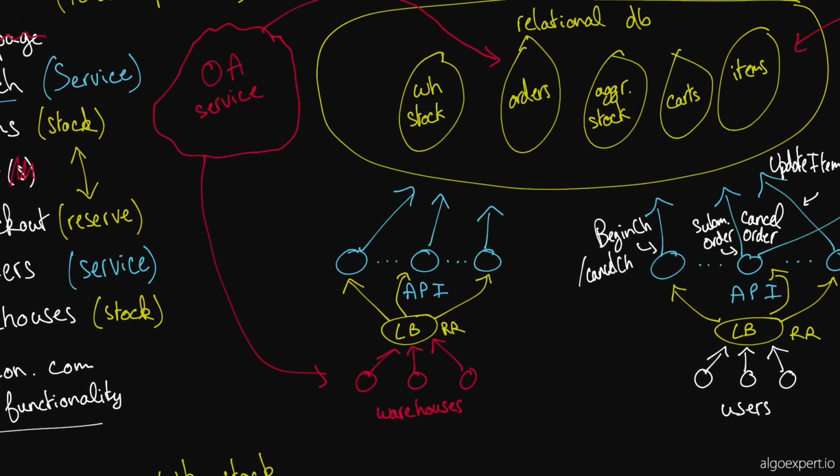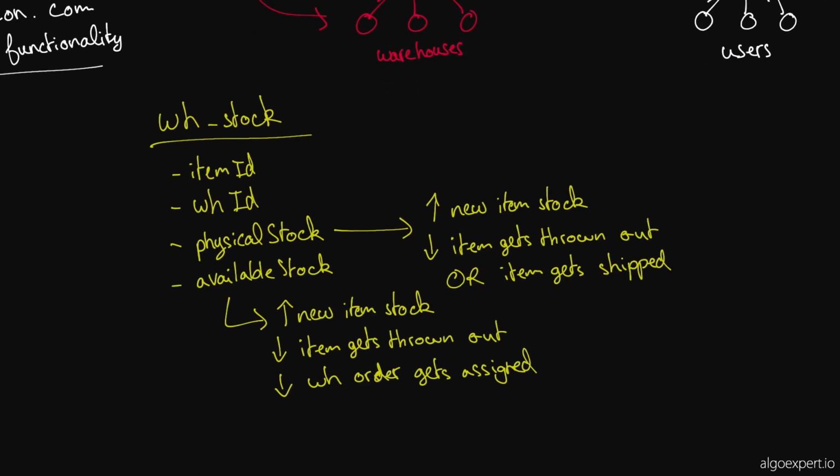And so that is all taken care of by both the warehouses and the order assignment service, because warehouse order gets assigned. I could put a red underline. This is handled by the order assignment service, whereas these two things, new item stock and item gets thrown out, these two are handled by warehouses. And same for this one, to be honest.